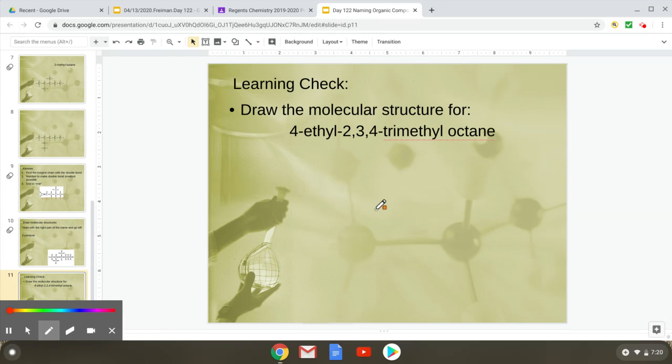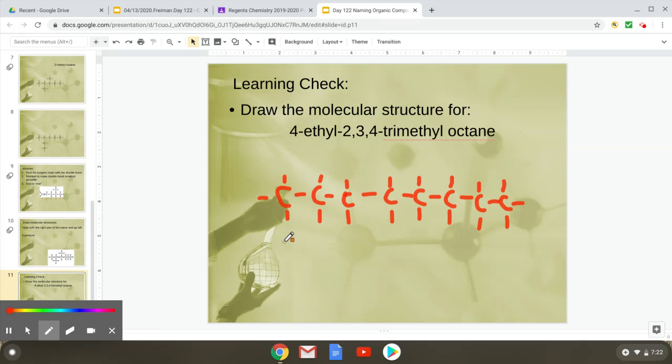Okay, we're up to our last slide of today's lesson. So what I needed to do is I need to write down the name 4-ethyl-2,3,4-trimethyl-octane. Once you've written down 4-ethyl-2,3,4-trimethyl-octane, you're going to pause this video and you are going to try drawing it. So you tried drawing it. I'll let you know a little secret. Back when I was in college, and even to this day, I love drawing organic compounds just because it's sort of like a challenge to fill in the puzzle.